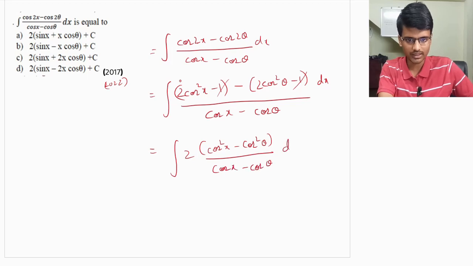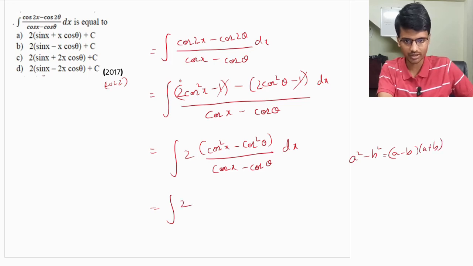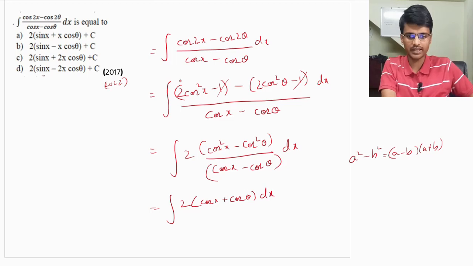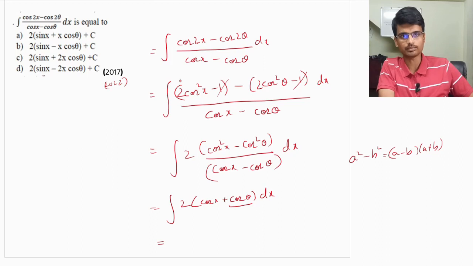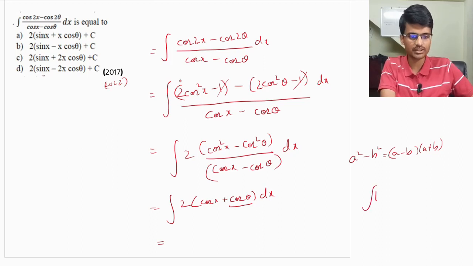Now again I can use the property a square minus b square. A square minus b square is nothing but a minus b, a plus b. In the numerator when I use this, it gets cancelled, right? I am only left with cos x plus cos theta dx. Remember, we are integrating it with respect to dx. So cos theta is nothing but a constant term. What is integration of constant? Tell me. Integration of k dx is nothing but kx, right? Everyone agrees? This is very important here.